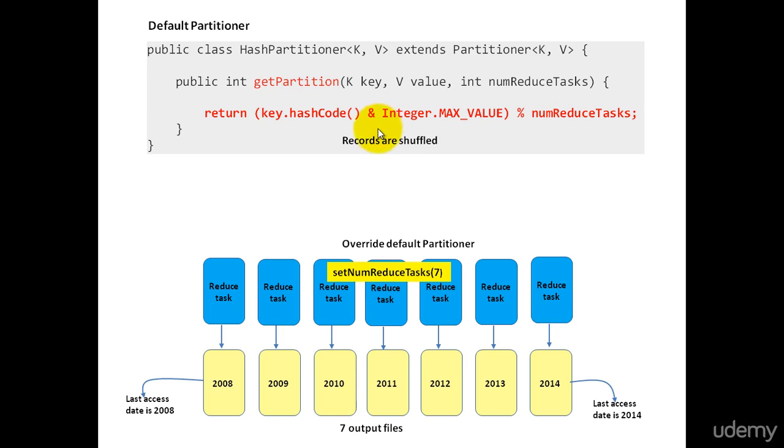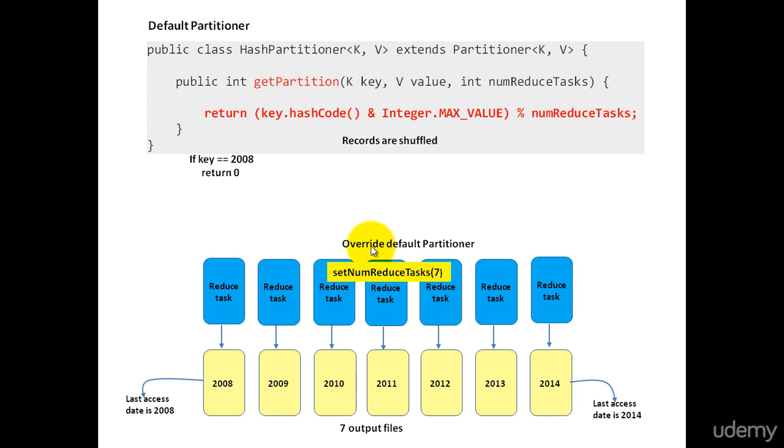If we use the default partitioner, then the user records will be shuffled among all the 7 reducers irrespective of the last access date. And we don't want our data to be shuffled. We want our data to be organized or categorized such that all the records with the same last access date go to one file. So definitely we need to write a custom partitioner.